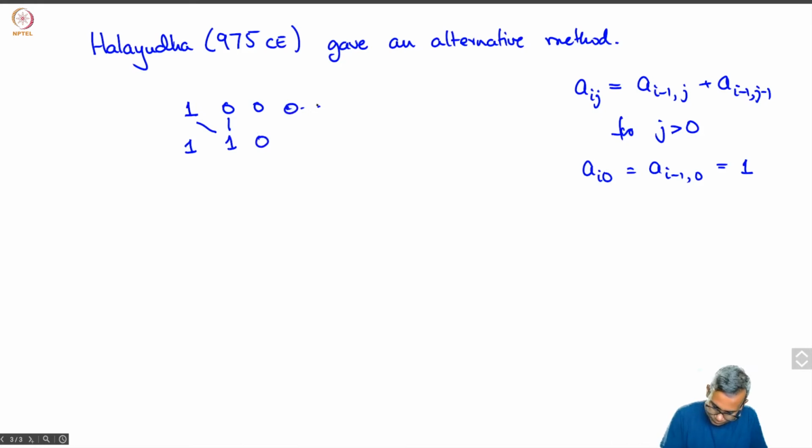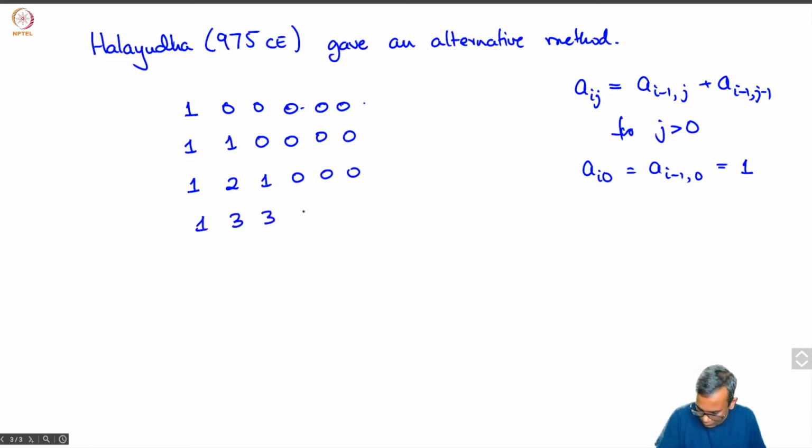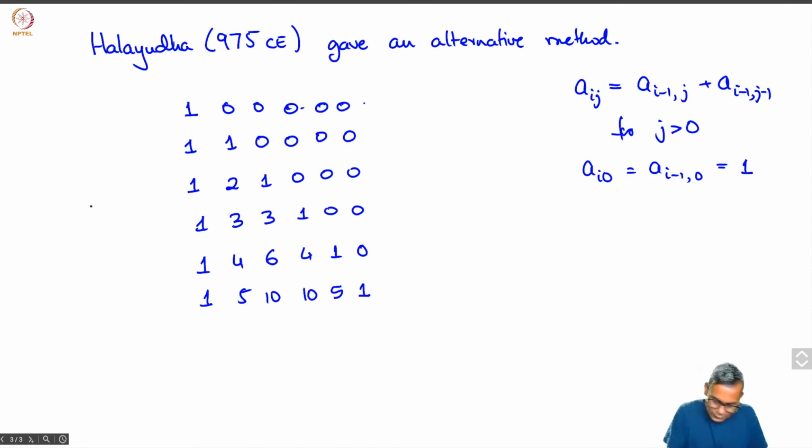So let me draw a few more terms here. And if you continue in this manner, you get, and so on. Let's call this matrix B, and this is called the Meru prastaara.